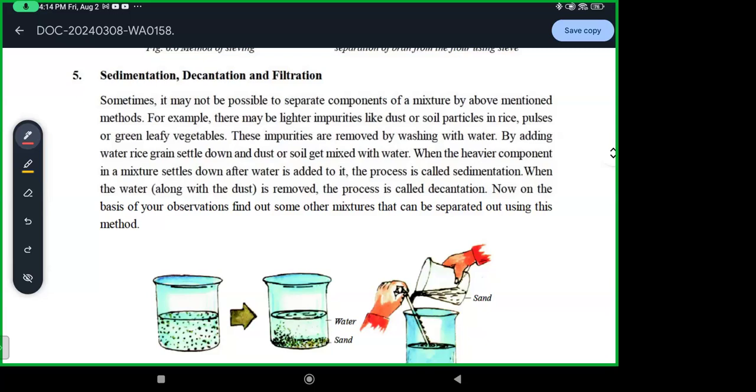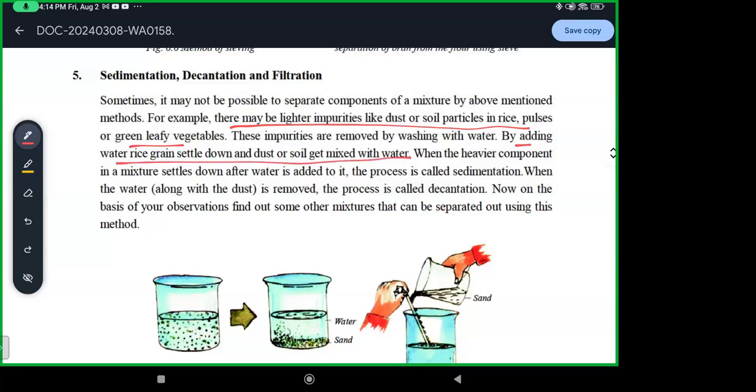Yes, that's right. So this process is sedimentation, decantation, and filtration. These impurities are removed by washing with water. Lighter impurities like dust and soil particles in rice, pulses, or green leafy vegetables can be removed by washing them with water and then draining that water. By adding water, rice grains settle down and dust or soil gets mixed with water.